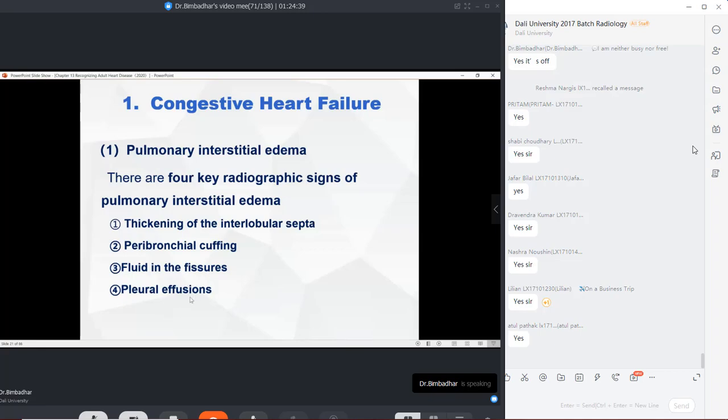Okay. I think I remember last time, it was Sahil or Aman who was asking, sir, what is peribronchial cuffing, if I'm correct, right? Somebody was asking what is peribronchial cuffing. So I will clear that doubt here itself. Okay, so four features of interstitial edema. Remember: thickening of the interlobular septa, peribronchial cuffing, fluid in the fissures, and pleural effusions are the classical findings of pulmonary interstitial edema.